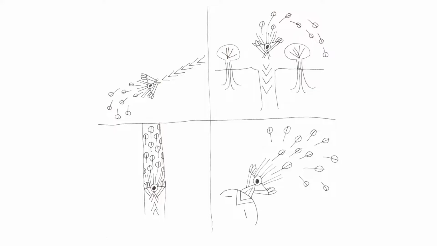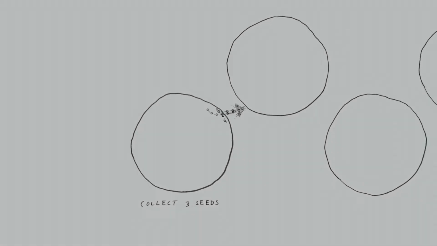Alright. I don't know what's going on here. I can't parse any of this. I guess I went into a hole, and then my tail splayed out or fell off or something? I don't know. Collect 3 seeds. Okay.